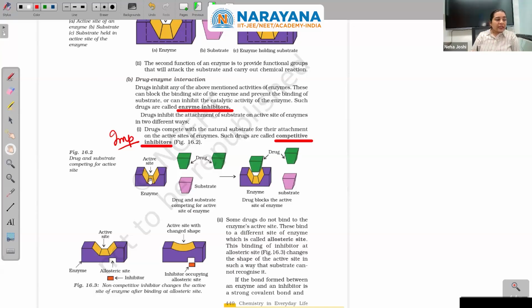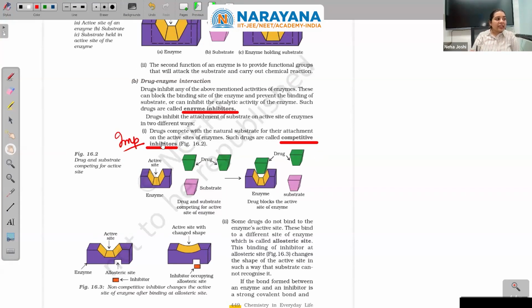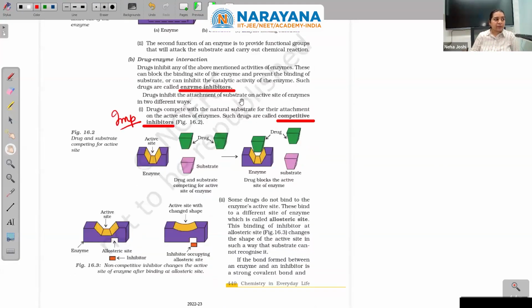So indirectly, I can say it is competing with the substrate for the same site, that I will go, I will go. So it is called a competitive inhibitor. It is inhibiting the function of the enzyme.